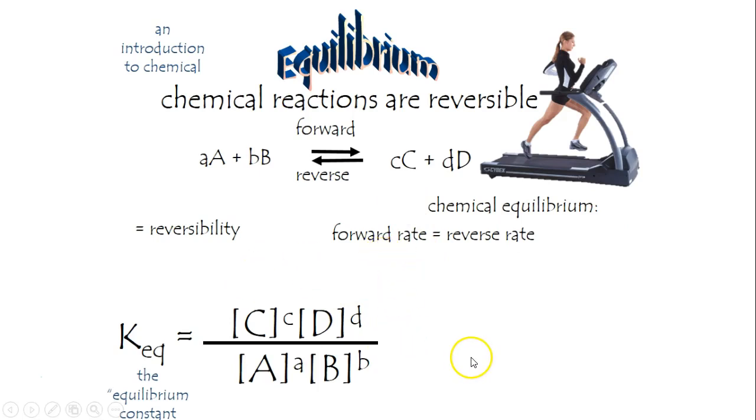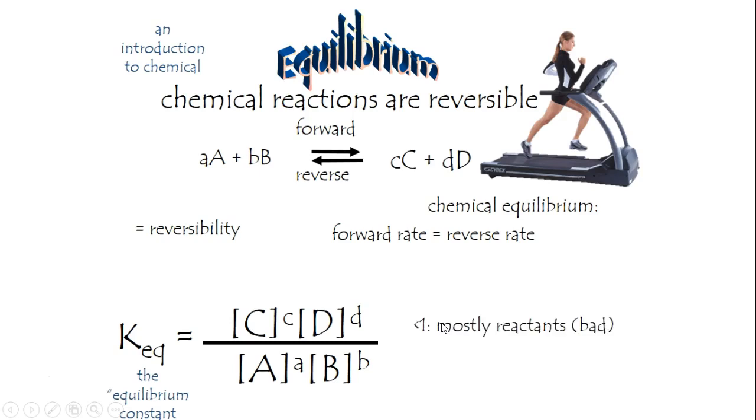It was decided by who knows to make the equilibrium constant equal to the concentration of product C times the concentration of product D, in each case taking those coefficients and raising them to exponents. So very sensitive to those numbers, divided by the same thing for the reactants, A and B, coefficients become exponents.